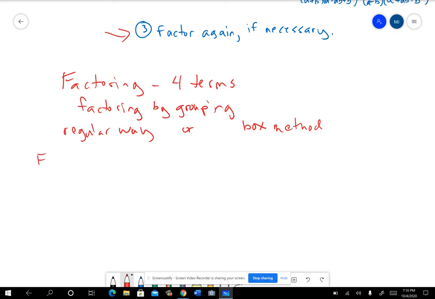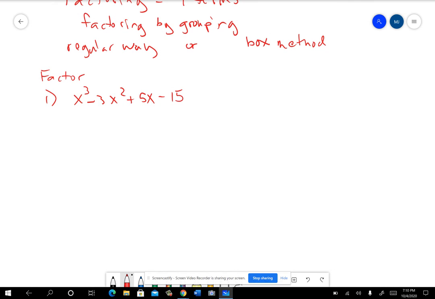What if you were asked to factor? I'm going to do three examples. What if you were asked to factor x to the third minus 3x squared plus 5x minus 15? So it has four terms. It doesn't have three terms. If you're going to do it the regular way, you're going to group together the first two, and I don't like to put parentheses around them. I like to put the parentheses underneath them because sometimes this sign right here is negative, and you can really get messed up on your signs if you're not careful.